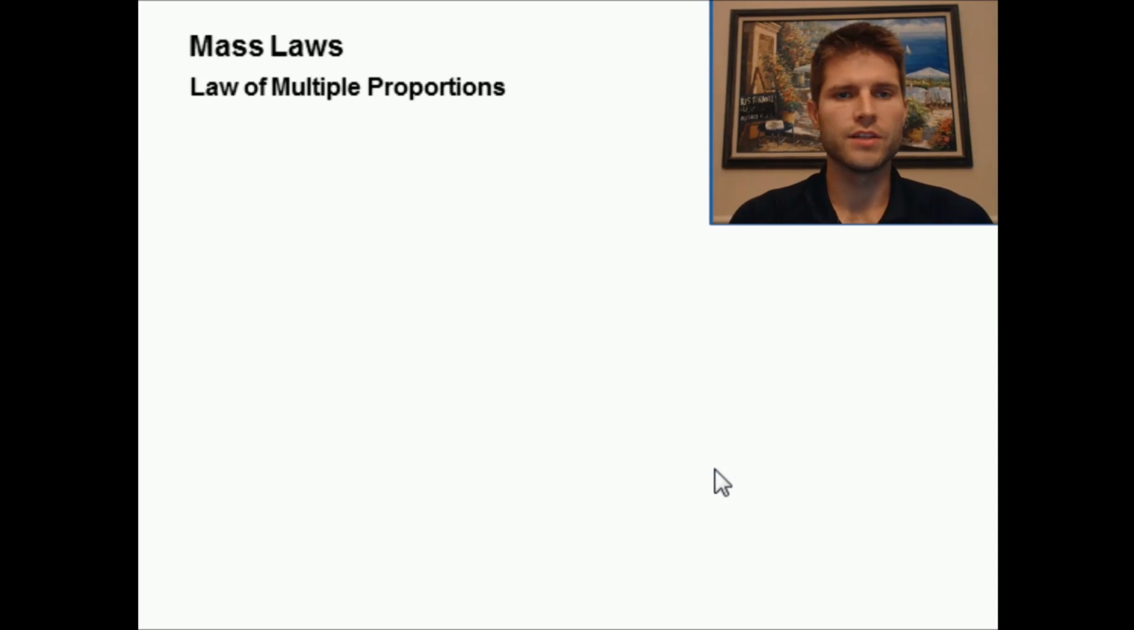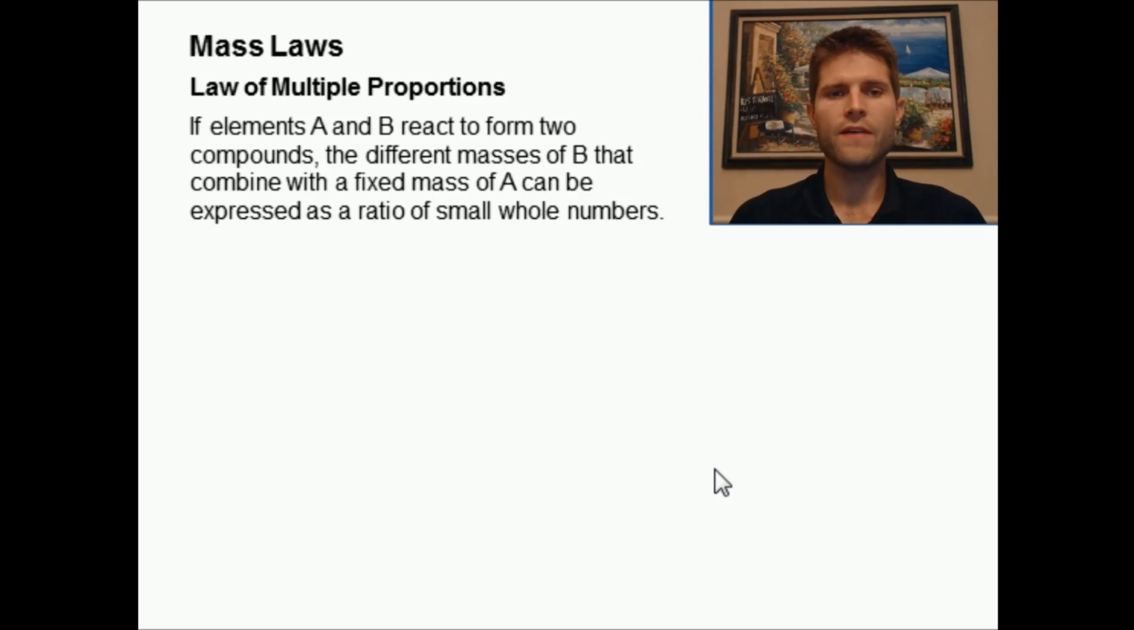And now I want to move on to the last mass law. This is called the law of multiple proportions. A lot of students get this law confused with the previous law. I'm going to try and give you two examples that should show you a little bit better how this law is different from the previous one. So if elements A and B react to form two compounds, they have to react to form two compounds, the different masses of B that combine with a fixed mass of A can be expressed as a ratio of small whole numbers. That is a whole bunch of words. So what does this mean?